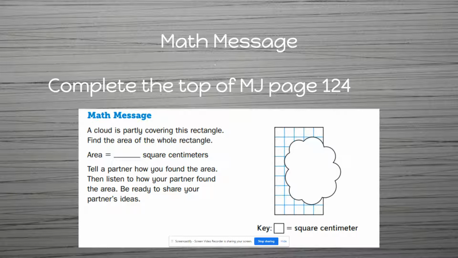All right, in your math journal, I want you to turn to page 124. And you are going to look at the top. It says, a cloud is partly covering this rectangle. Find the area of the whole rectangle. Remember, area is the space inside a shape. And so how many squares are on the inside of this shape that the cloud is covering?